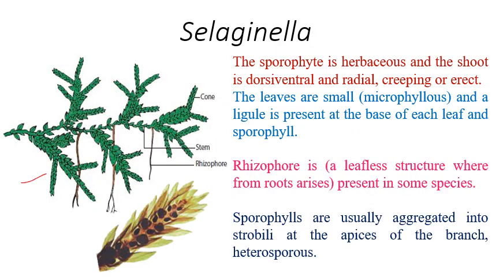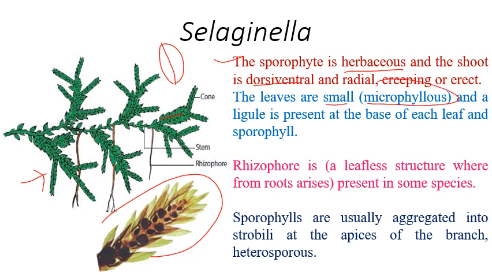This is the sporophyte of Selaginella. Here you will see the strobilus, and you can note some characteristics: the sporophyte is herbaceous, very small, and the shoot is dorsiventral and radial, creeping or erect. If you see the individual leaf, it resembles that of a dicotyledonous leaf, which has separate upper and lower surfaces, and hence it is called dorsiventral. The leaves are small, that is, microphyllous. Here you can see the size of each individual leaf, which is extremely small.